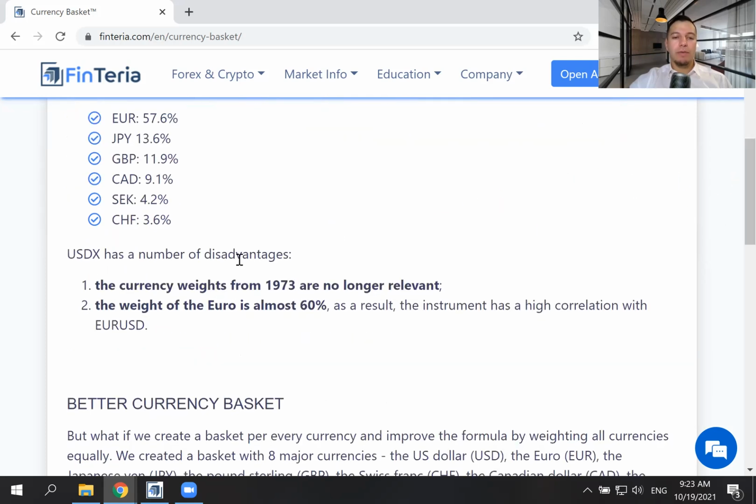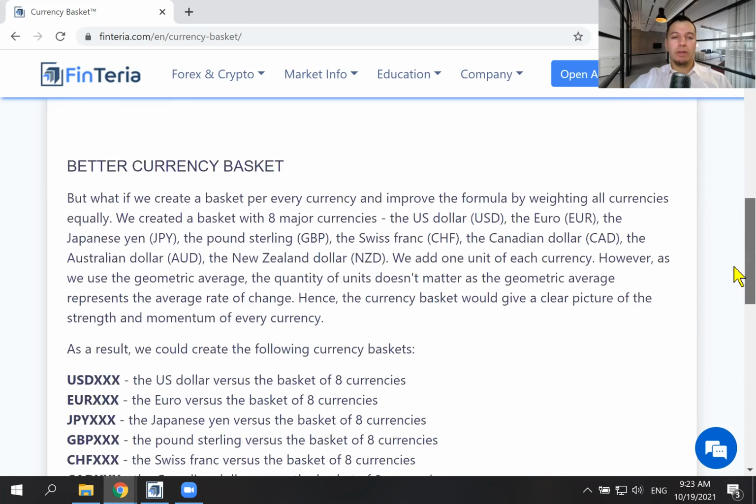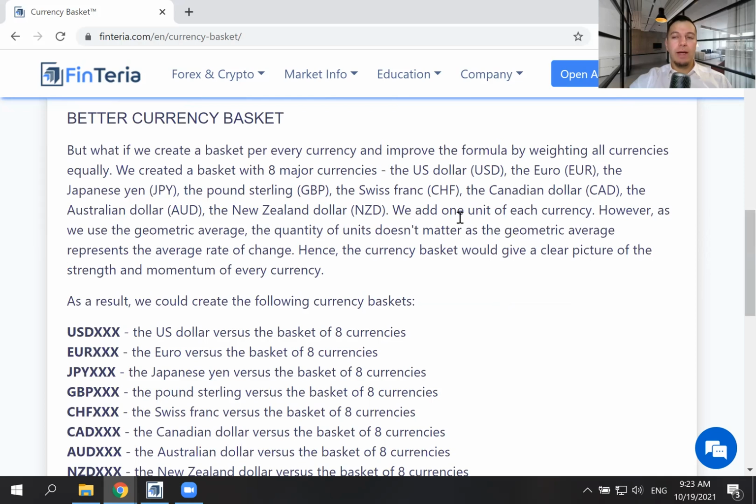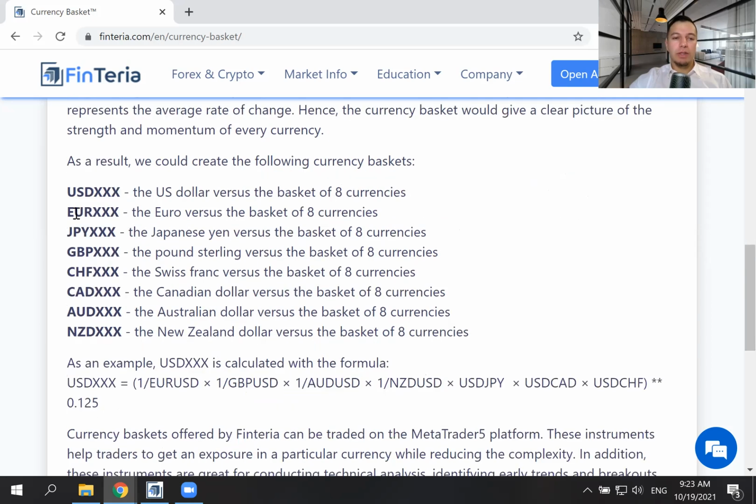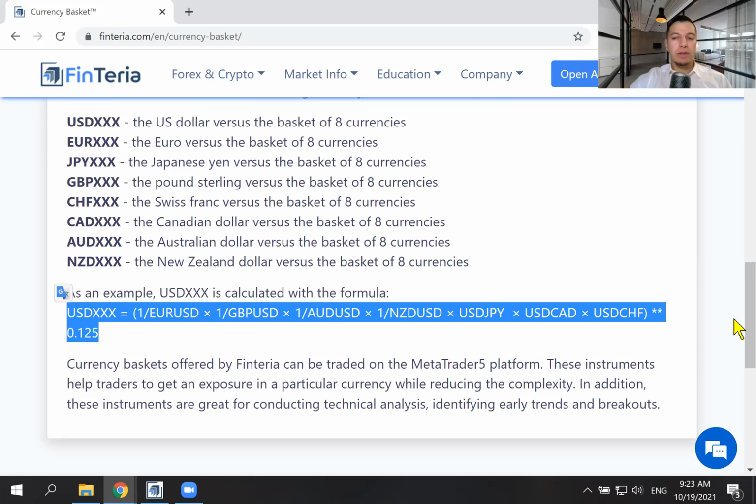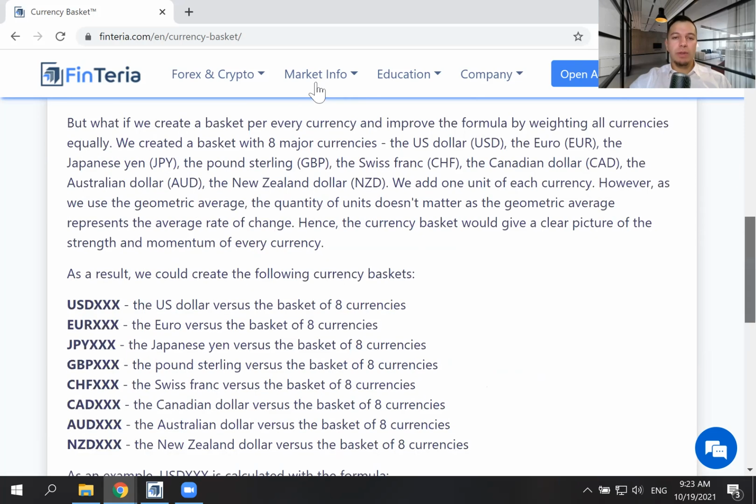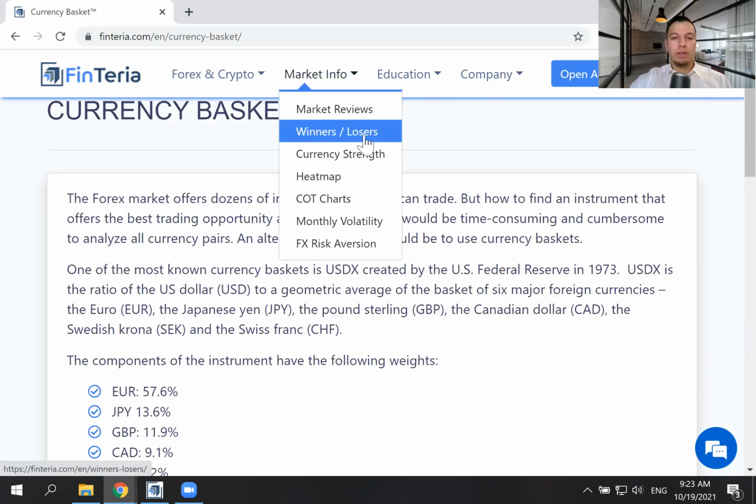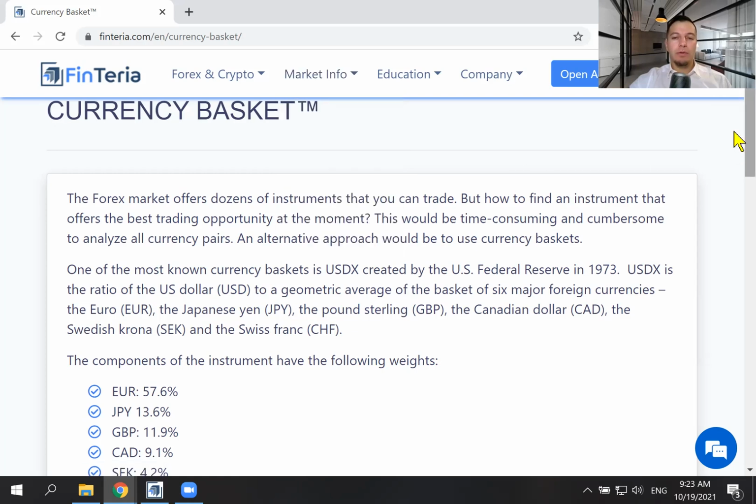So the components are very old. The weights are from 1973. And the weight of the euro is 60%. So that's why the US dollar index is not really that relevant for the analysis. That's why we created an alternative basket. Basically, we evaluate each currency against 8 major currencies. And you can see those instruments. You will also see the formula, how we calculate currency indices. On the basis of currency indices, we built multiple tools like winners and losers, heat map, and currency strength. So this is also very, very helpful in trading.